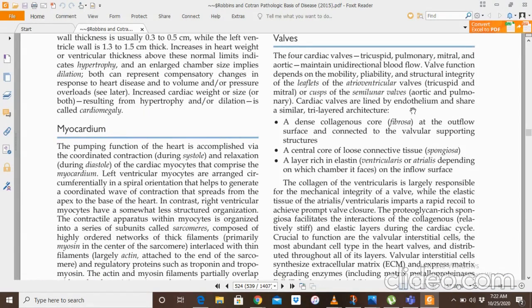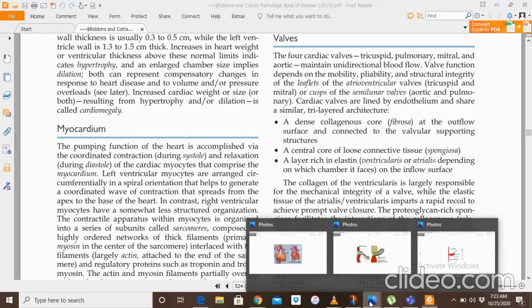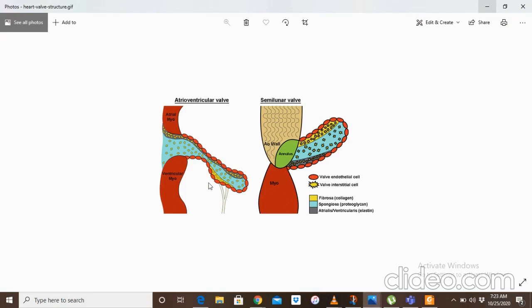One layer is called the fibrosa, one is spongiosa, and third is ventricularis or atrialis. A dense collagenous core, fibrosa, at the outflow surface and connected to the valvular supporting structures. A central core of loose connective tissue, spongiosa, and a layer rich in elastin, ventricularis or atrialis depending on which chamber it faces on the inflow surface. So here I am showing you the diagram which will help you a lot. So here first we are talking about the atrioventricular valve, then we will talk about the semilunar valve structure.